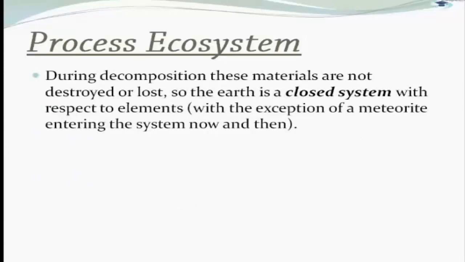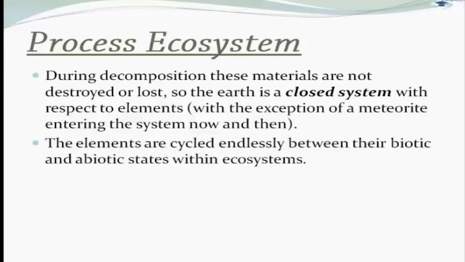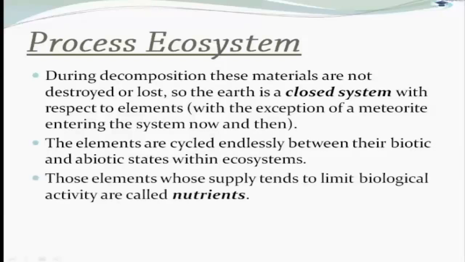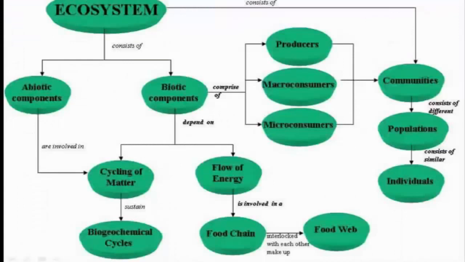During decomposition, these materials are not destroyed or lost, so the Earth is a closed system with respect to elements, with the exception of meteorites entering the system now and then. The elements are cycled endlessly between their biotic and abiotic states within ecosystems. Those elements whose supply tends to limit biological activity are called nutrients.